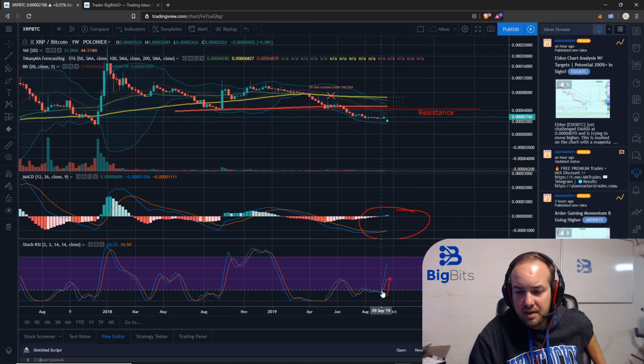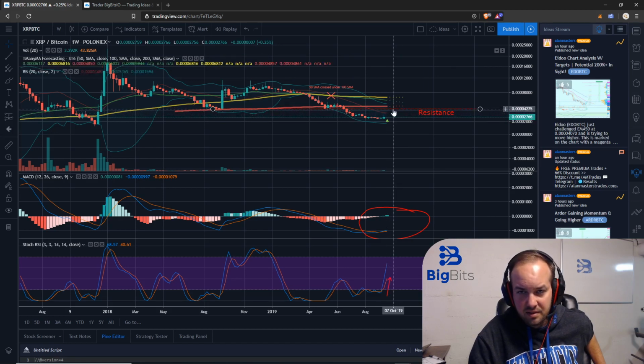All right, yeah, you can see it's leaving this area, and it's already quite high on the Stoch RSI, which is another reason I think if it does move up, maybe it does stall out at that line of resistance that we were talking about.